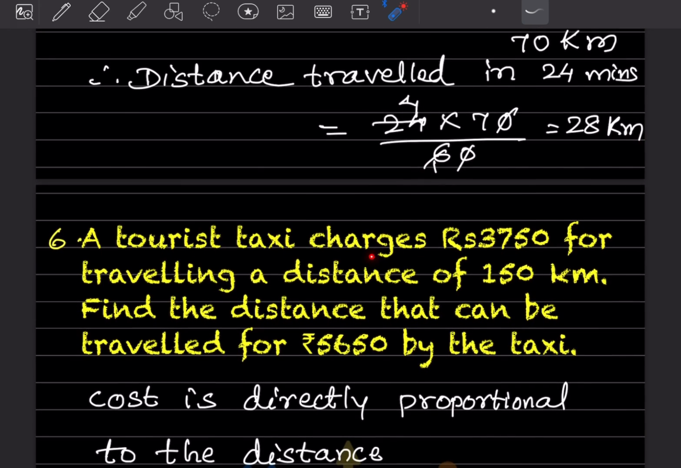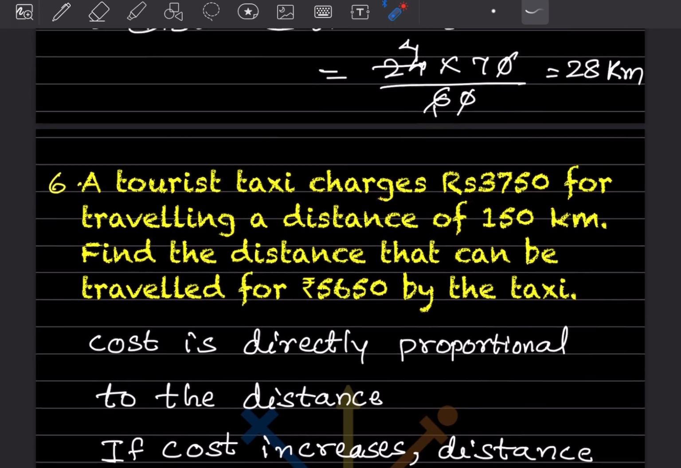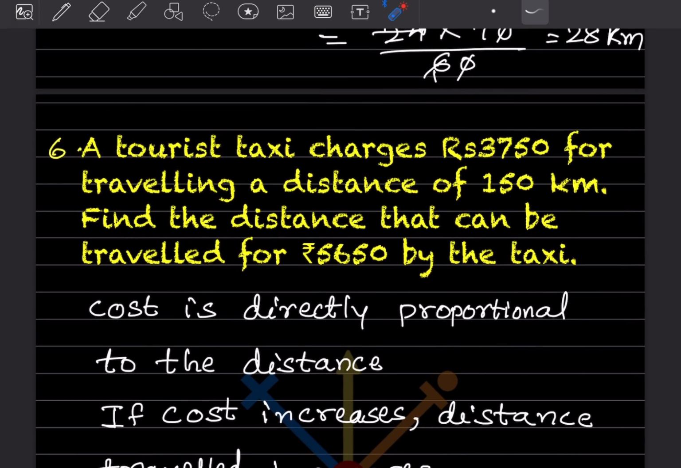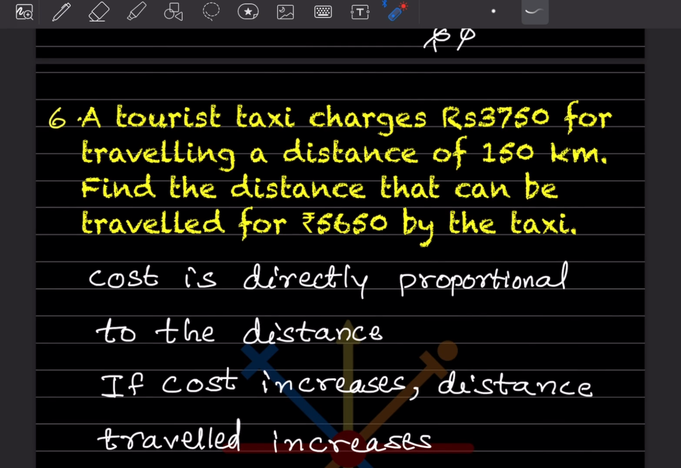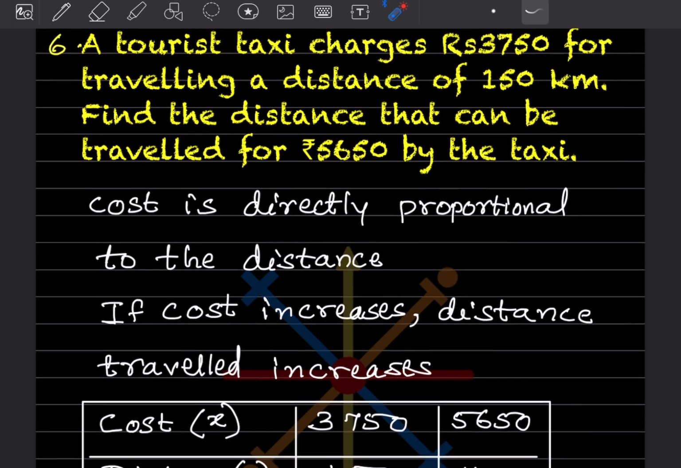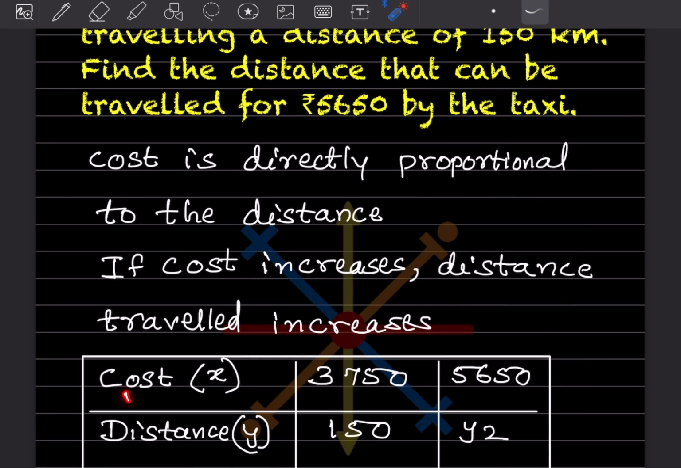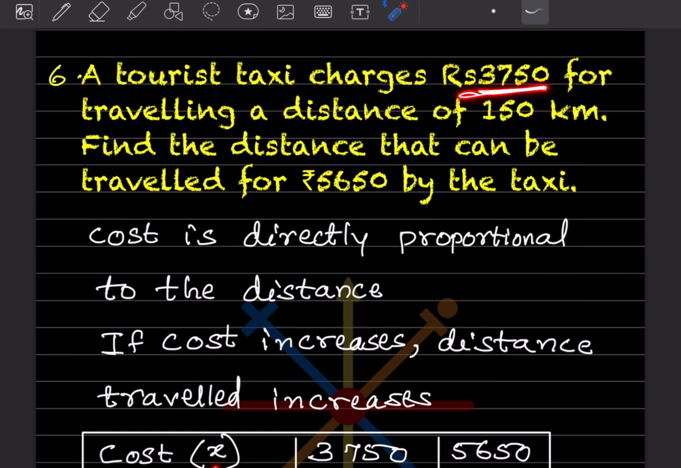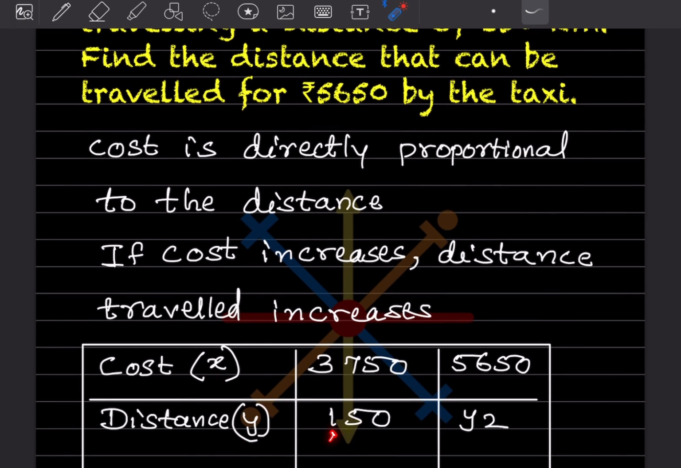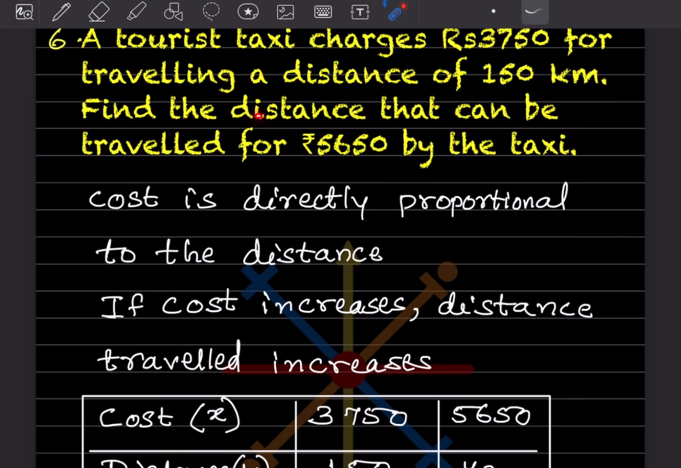A tourist taxi charges rupees 3750 for traveling a distance of 150 kilometer. You have to find the distance that can be traveled for rupees 5650 by the taxi. So here you can say the cost is directly proportional to the distance. So if the cost increases, the distance traveled also should increase. Now I have done this one with the help of a table, the cost and the distance. You can see here the cost is 3750 and the distance is 150 for this one. And here we want to find out the distance. Here we don't know the distance.